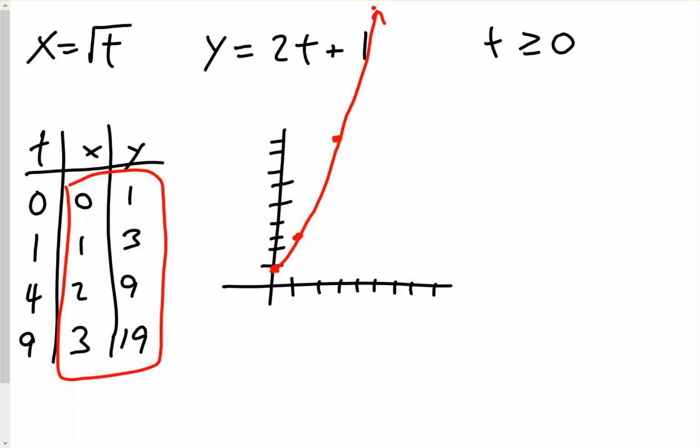Okay, so we have our t equals 0. Right, t equals 0 at here. This one will be t equals 1. T equals 4. And the one up here is t equals 9. So we see the movement of the particle going in that direction. Okay.